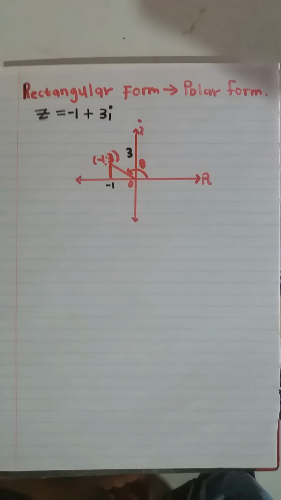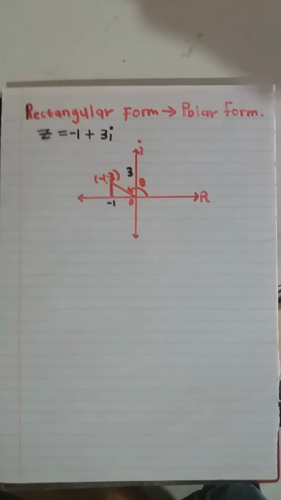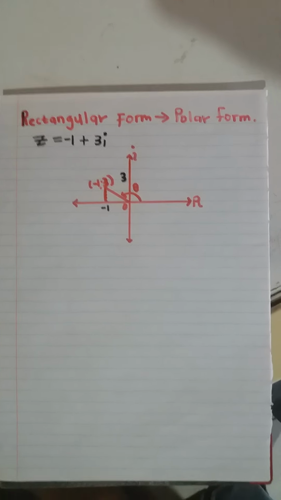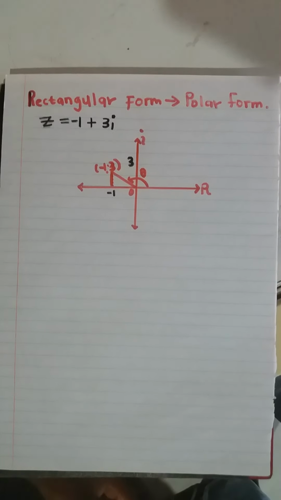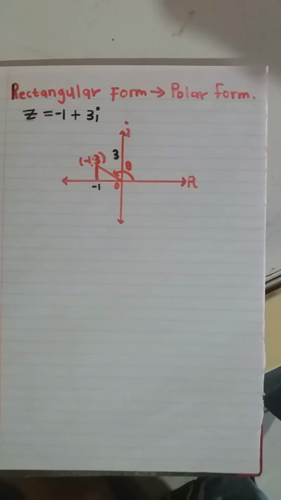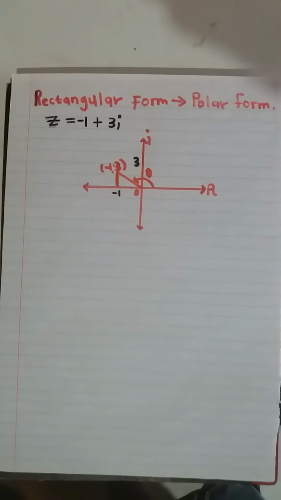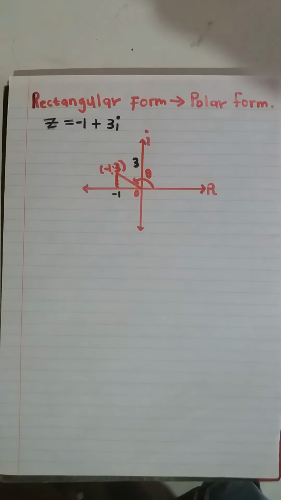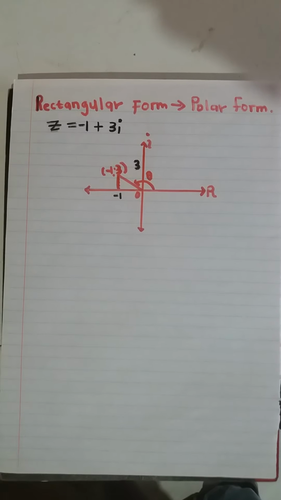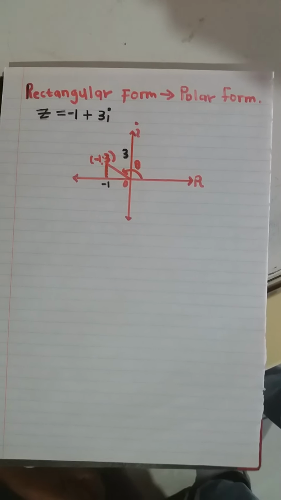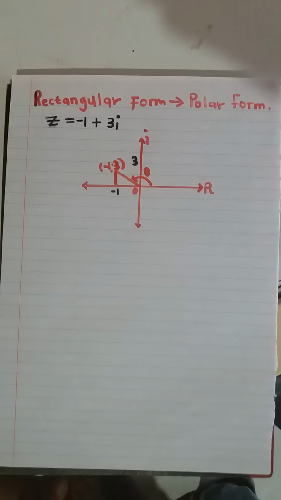You are given this equation which is in rectangular form, and then you are told that you have to convert it or transform it from rectangular form to polar form. As you can see here, I've drawn the diagram to express how it is going to look like. So as you can see, it falls under the second quadrant.